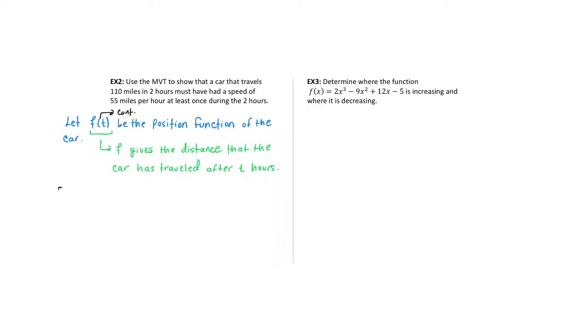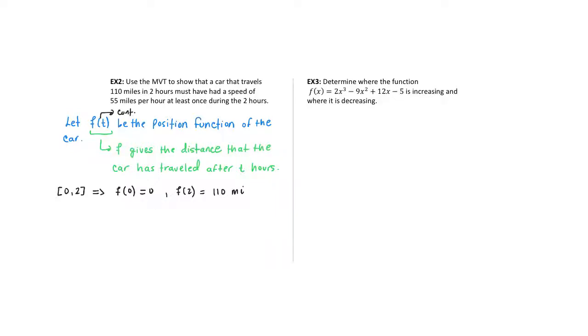The interval that I'm going to be working with is the interval from 0 to 2. And for the sake of simplicity, f of 0 will correspond to 0 miles, and then f of 2 is going to correspond with 110 miles. This doesn't have to be the case, but if I work with the interval from 0 to 2, that makes things a lot simpler.